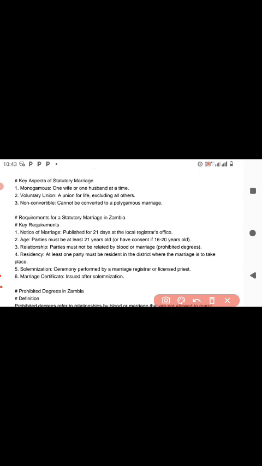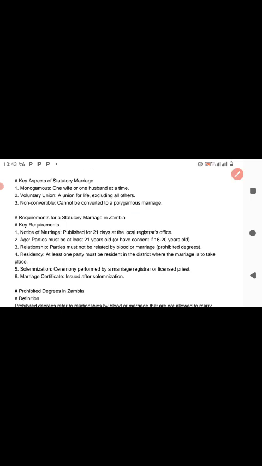All right, and then it is non-convertible. You cannot marry one wife and later on, due to one reason or the other, decide to marry another person. No, it cannot be converted to a polygamous marriage. You cannot marry another wife after you've married one wife or one husband in a statutory marriage.